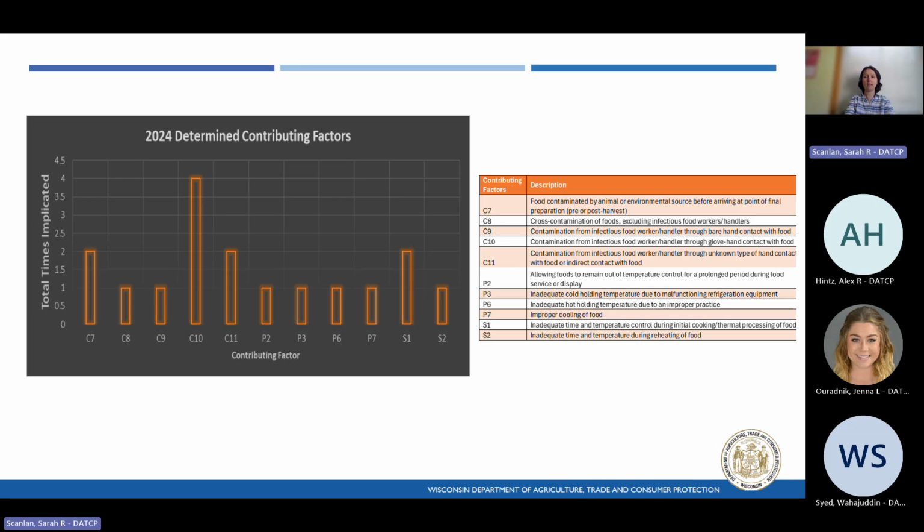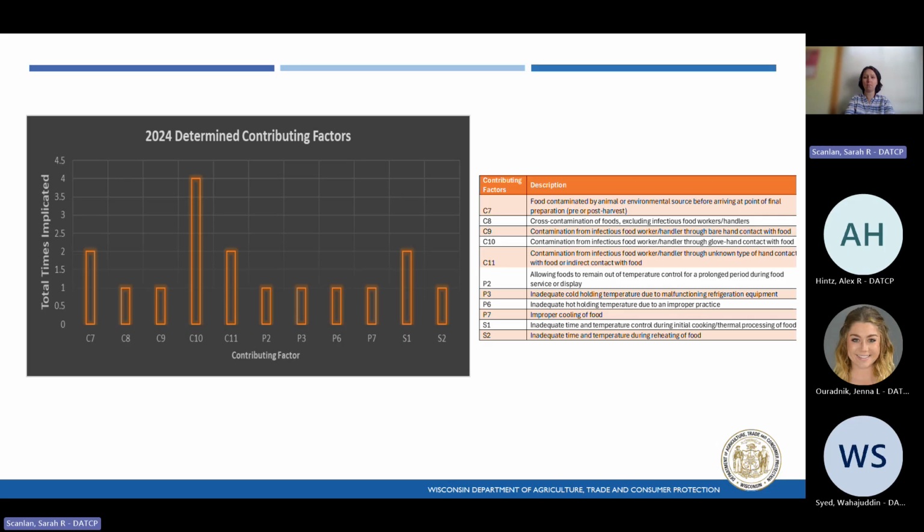All of the outbreaks that listed C9, C10, and C11 as contributing factors were norovirus outbreaks, which indicates that stressing employee health and hand hygiene and prevention of norovirus outbreaks is critical to food protection. Both outbreaks that cited survival factors, S1 and S2, were outbreaks caused by Salmonella enteritidis. 2 outbreaks were listed with undetermined contributing factors, as there was not enough information to decisively state what caused these outbreaks to occur.